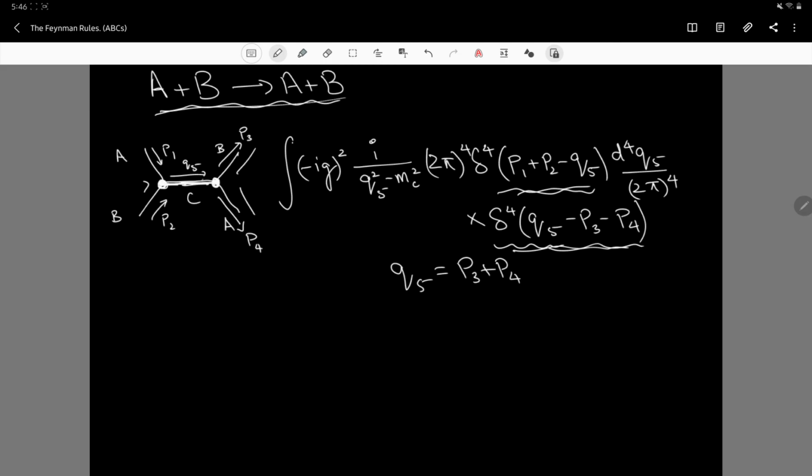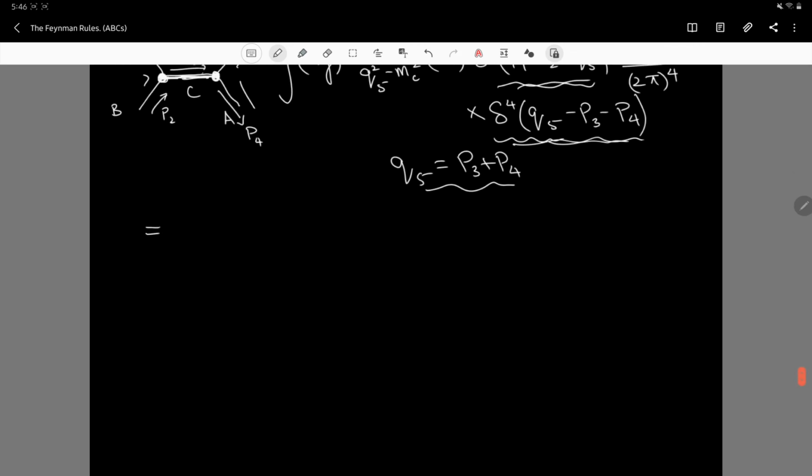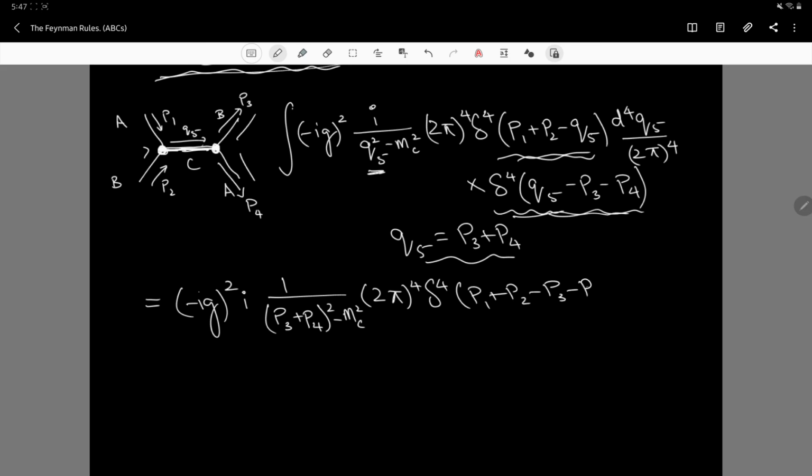Anyway, now I have Q5. I would just use this to do the Q5 integral. And what happens is I'm left with negative iota g squared times iota. We just have this one iota over here, and 1 over (P3 plus P4) squared minus mc squared, replacing Q5, and then this factor of 2 pi to the power 4 delta 4, P1 plus P2 minus P3 minus P4.